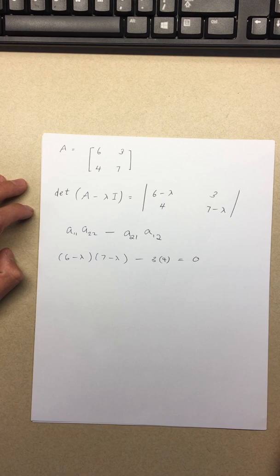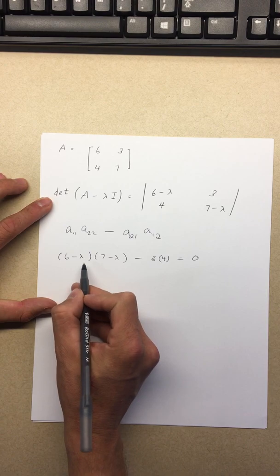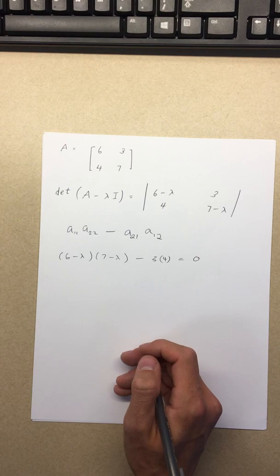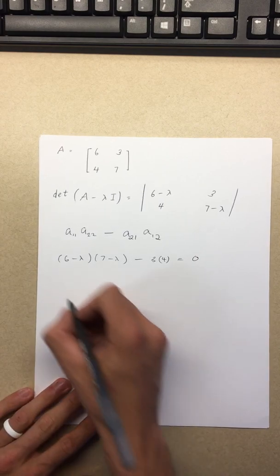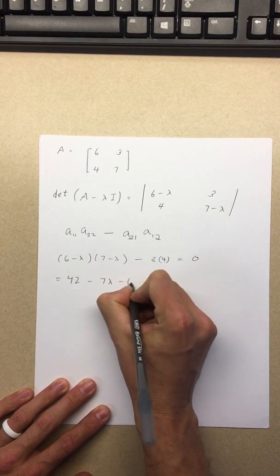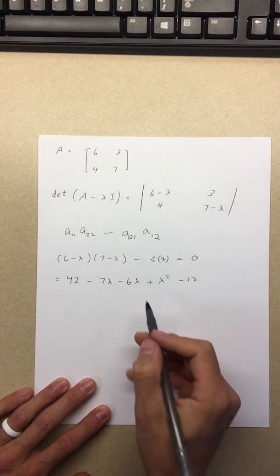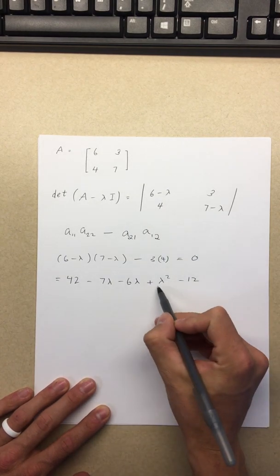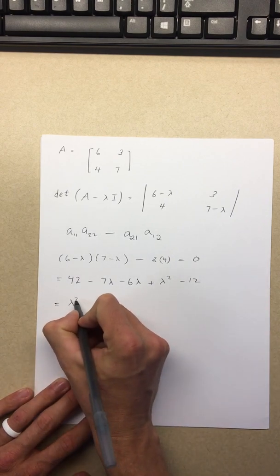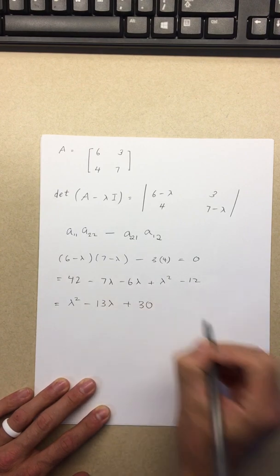When you're doing the matrix algebra for this, you need to make sure to include your variables in your determinant. When you expand this, you end up with a larger set of equations. What you get is 42 minus 7 lambda minus 6 lambda plus lambda squared minus 12. Now you can simplify this a bit more. I like to take the variable with the highest power and put it on the left-hand side. I'm going to do that here. Now, we gather the terms together, come up with this equation.